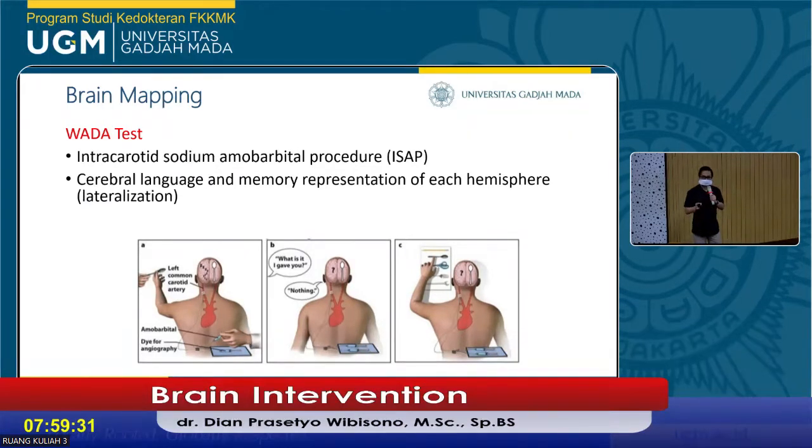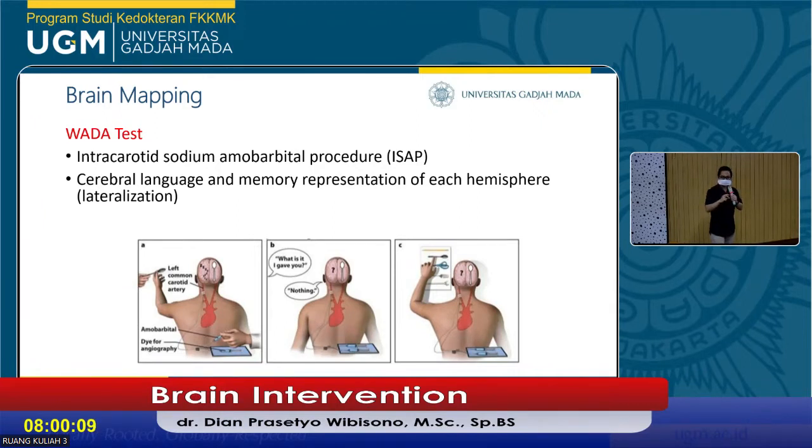Okay, because not all patients, or all humans, have language dominance always in the left side. It's not always like that. There is a 30 to 40% of patients using the left hand as dominant who have the language dominance in the right side.